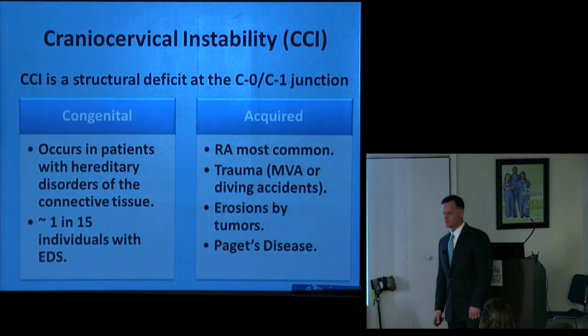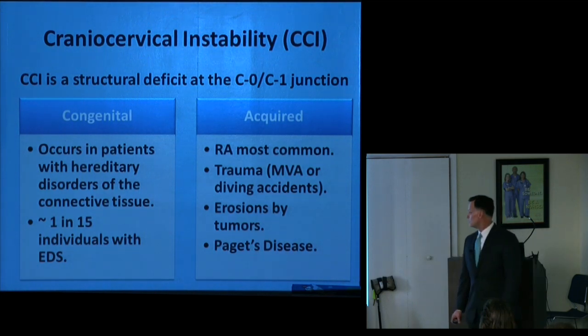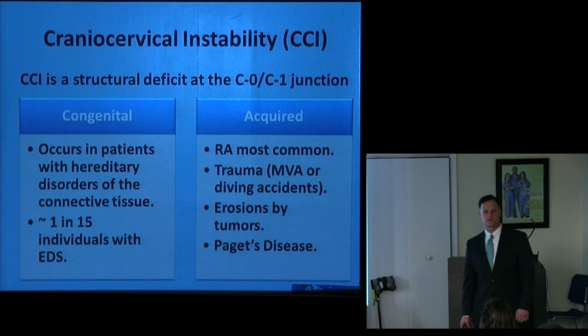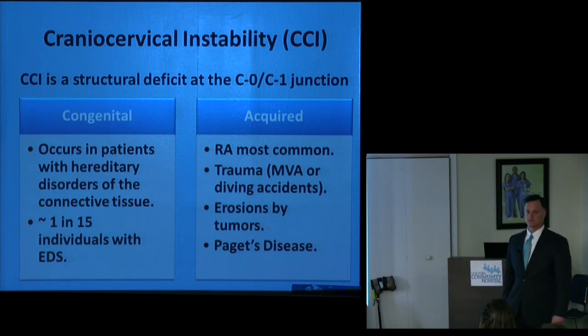So craniocervical instability, what is it? It's a structural deficit or dysfunction at the occiput and C1. The ligaments there are too lax, so your occiput will slide on your cervical spine. It can happen congenitally, where patients are born with connective tissue disorders, and 1 in 15 patients with Ehlers-Danlos syndrome will have craniocervical instability.